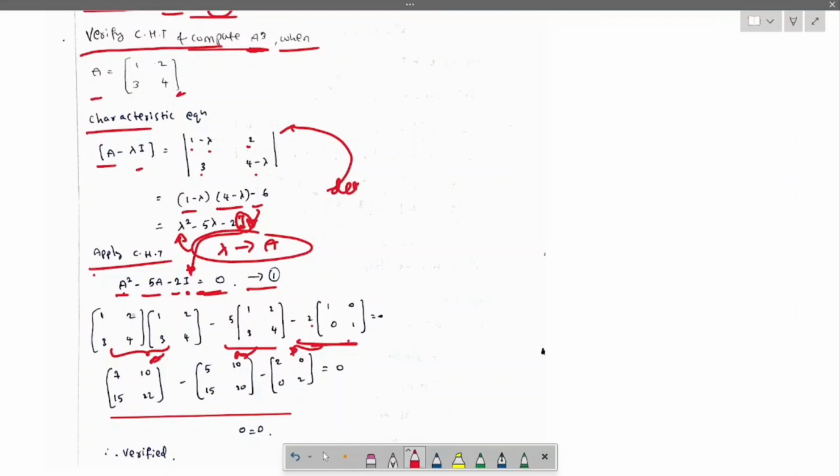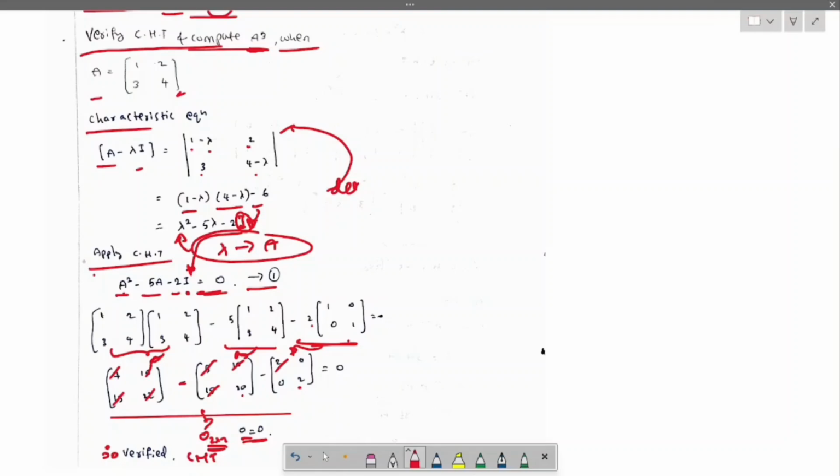After doing so, you can check that minus 5 minus 2 is minus 7, so plus 7 minus 7 gets cancelled. 10 minus 10 also gets cancelled. 15 minus 15 gets cancelled. 20 minus 20 minus 2, plus 22, also gets cancelled. It turns into the 0 matrix of size 2 cross 2. This is nothing but 0 equals 0. Therefore, CHT is verified.